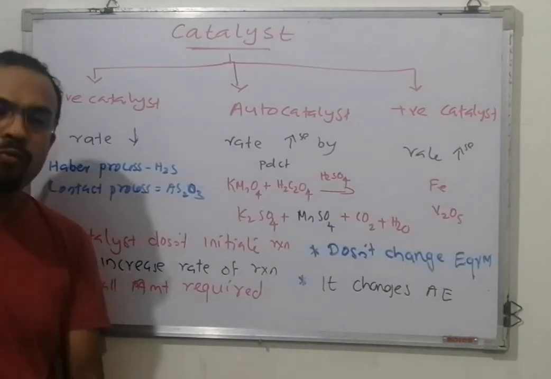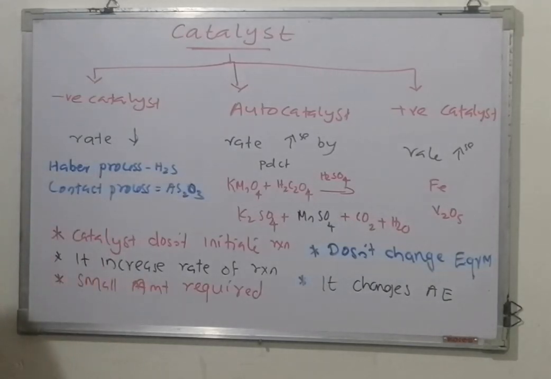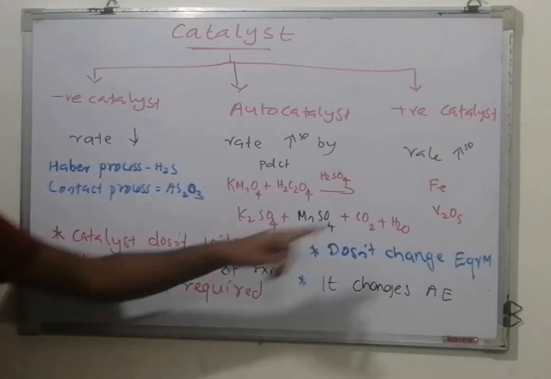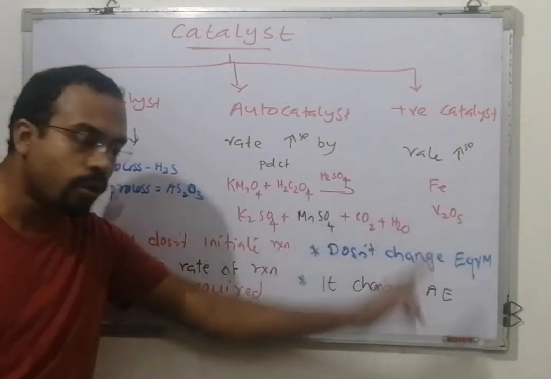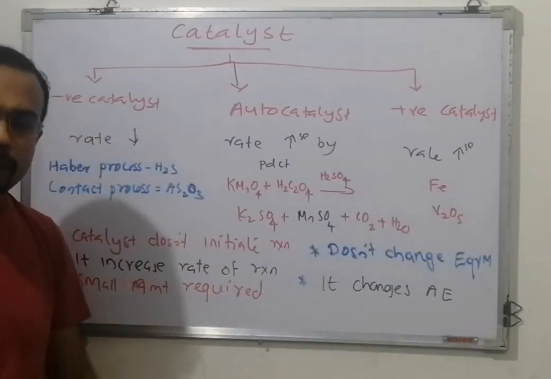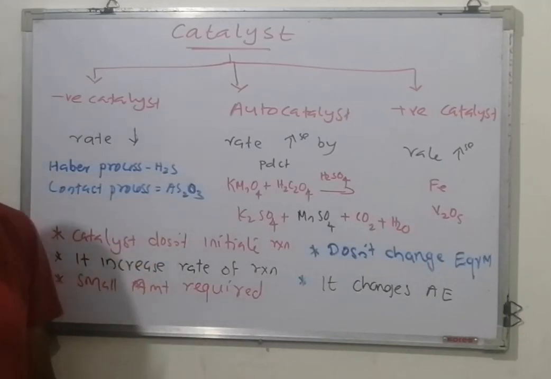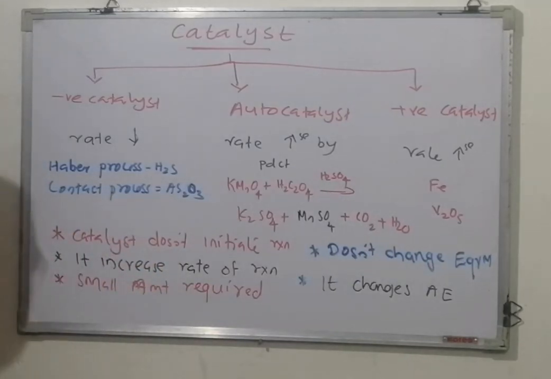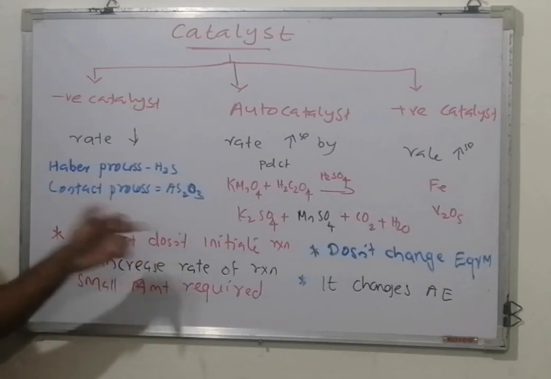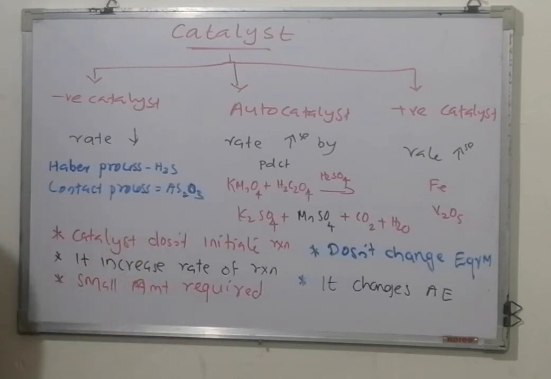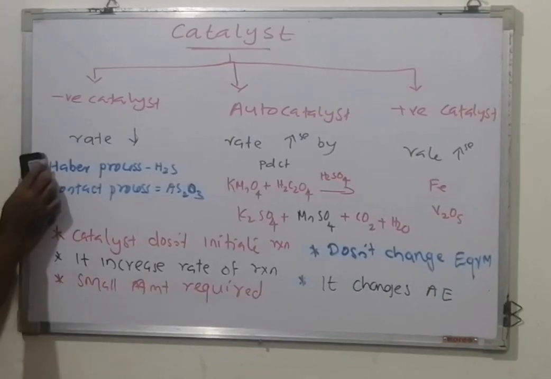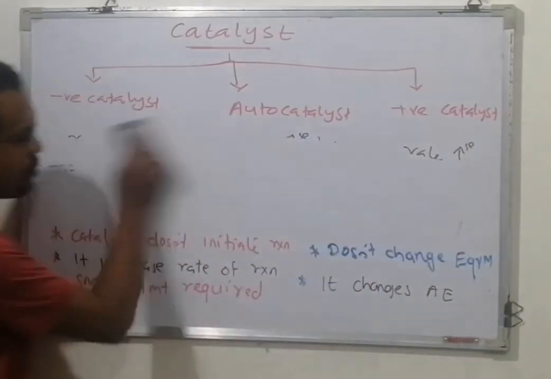Positive catalyst, we have a bunch of examples. We will discuss in future. Iron for the Haber process, V2O5, vanadium pentoxide, for the contact process. Negative catalyst: the Haber process has a negative catalyst, H2S. The contact process has a negative catalyst, arsenic oxide. Now I will discuss some characteristics of catalyst.